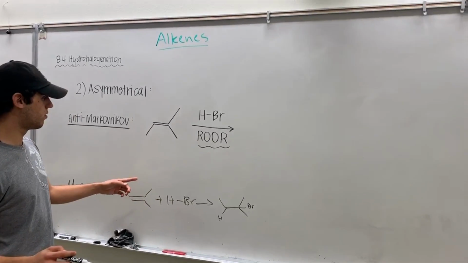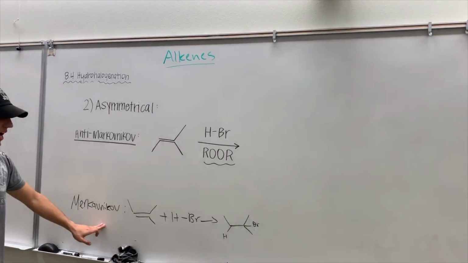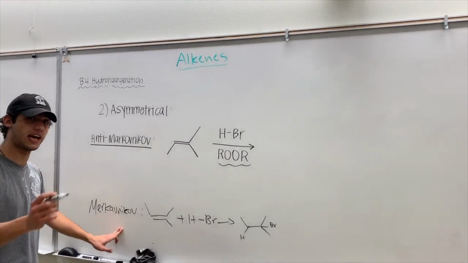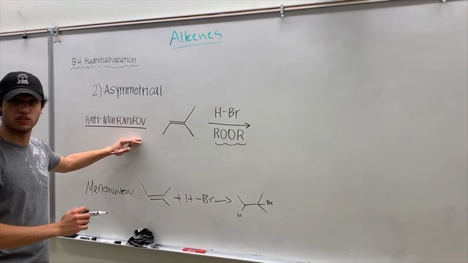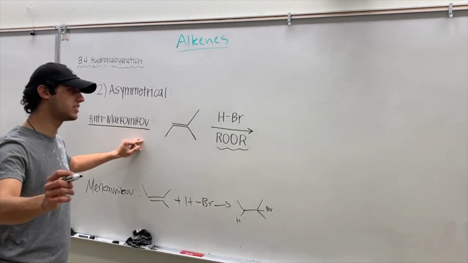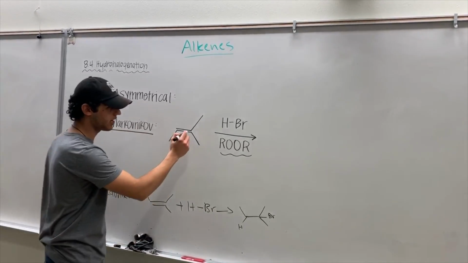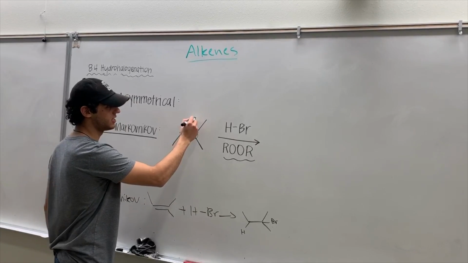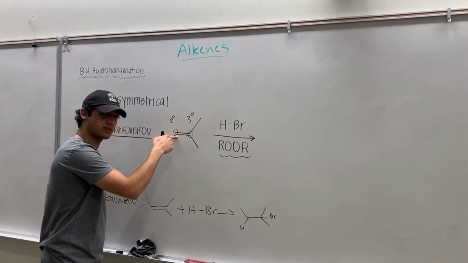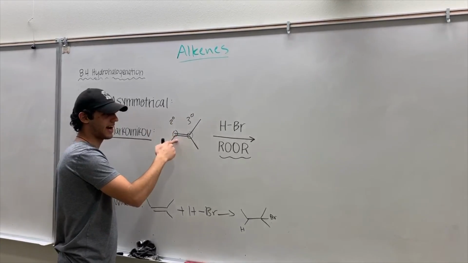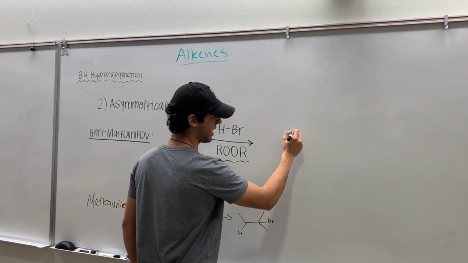Remember how here we had the bromine, which is the halogen, get added to the more substituted side, and that is the Markovnikov. The opposite is for anti-Markovnikov. The halogen would be added to the least substituted side. If we look here, this end is tertiary, while this carbon is secondary. This is the least substituted side. The halogen would get added to this side.